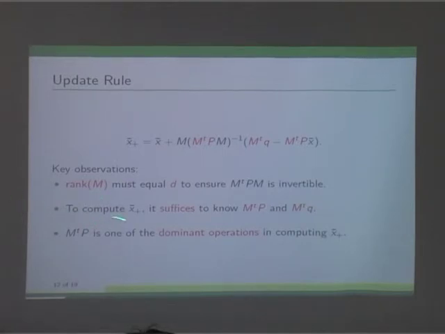The next thing to check, and this is one of the important observations, is that to go from x bar to x bar plus, so given the current estimate to go to the new estimate, observe that we don't need P and Q as such. What we instead need are the transformations M transpose P and M transpose Q. It's okay if I don't know P, it's okay if I don't know Q, but what I need to know is M transpose P and M transpose Q.